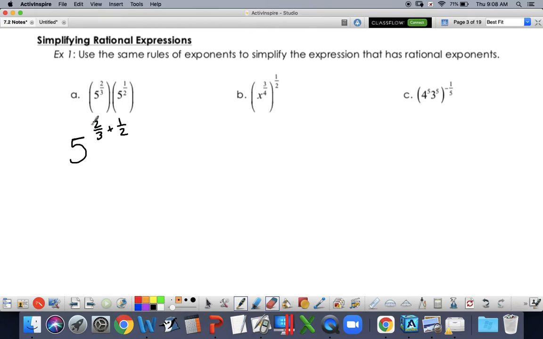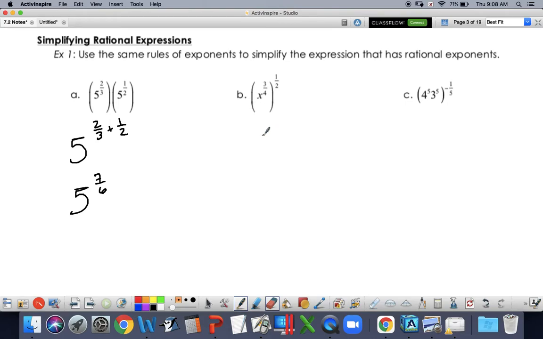And if you forget how to add fractions, we need common denominators. You can also use your calculator, whatever you are the most comfortable with. I get 5 to the 7/6 power. I know that's a very ugly answer, but that is our answer for that. All right, moving on to letter B.